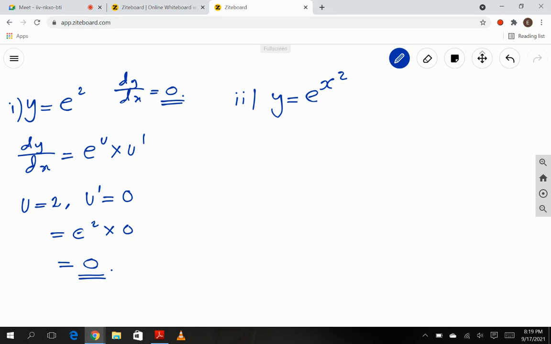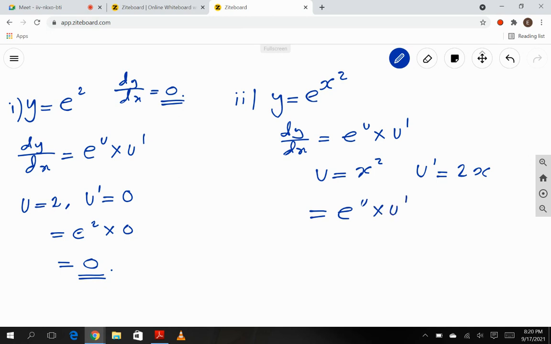So that's what's important to take note of. Now let's answer the second one. The second one is again the same thing, u times u prime. So you have to define what your u is. Your u is x squared. Remember, using the power rule, you're going to have 2x for your u prime.